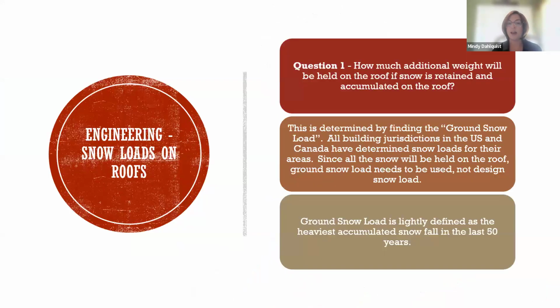There are a lot of factors that go into the engineering of snow retention systems, and the amount of weight that's going to be held on the roof is normally the first question. We determine that by finding ground snow load. We do that because we want to utilize the worst case scenario of the situation. Ground snow load is loosely defined as the heaviest accumulated snowfall in the last 50 years.